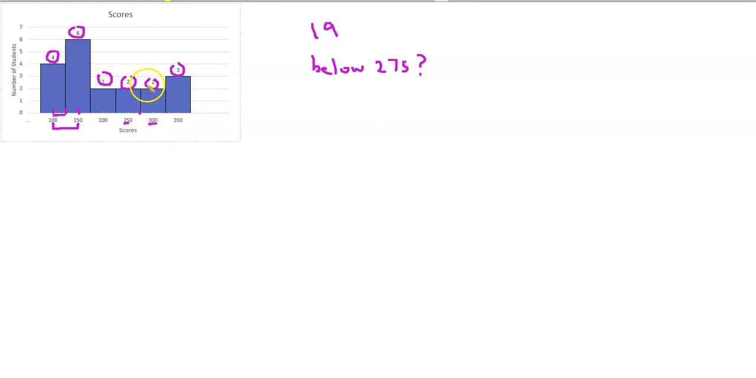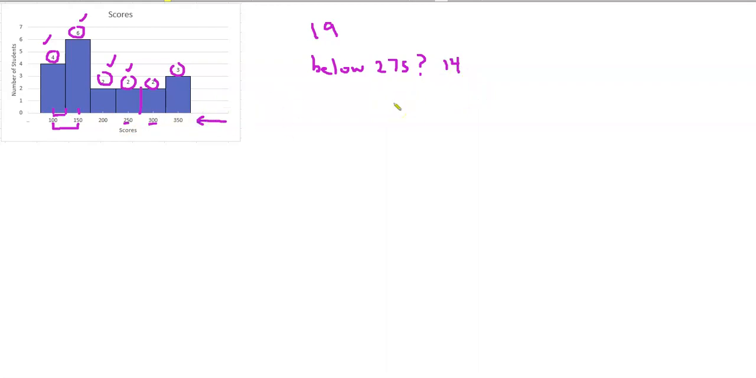With that in mind, the number of students below a 275 right there would just be this many, plus this many, plus this. So if you add up those four where I put the checks, that's 10, 12, 14 people who have scores below a 275. You just really have to pay attention to the scale.